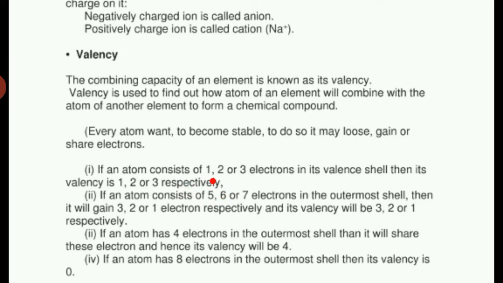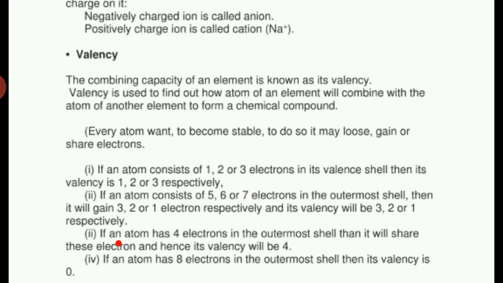For example, sodium has 1 electron in its outermost shell, because the atomic number of sodium is 11 and the electronic configuration is 2, 8, 1. So it will lose 1 electron easily and its electronic configuration will become 2, 8. Now there are 8 electrons in its outermost shell and it is stable. In the same way, other elements also try to become stable.